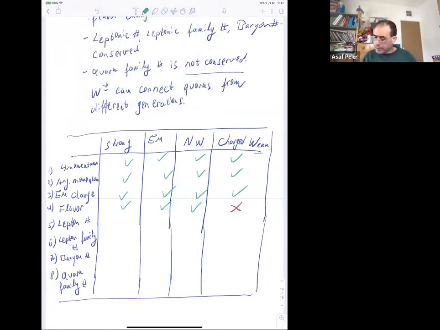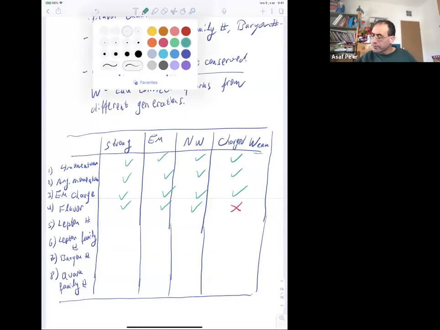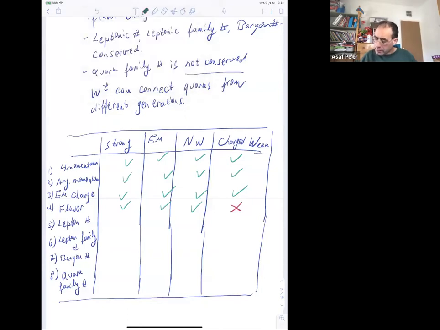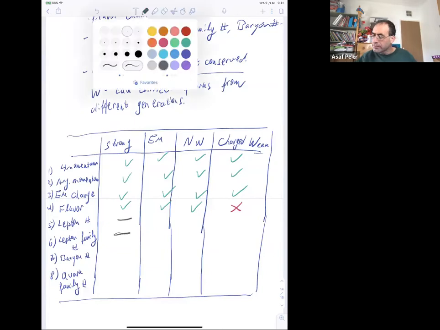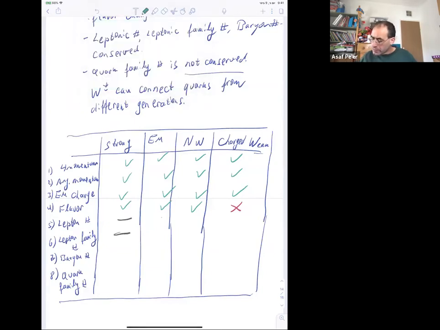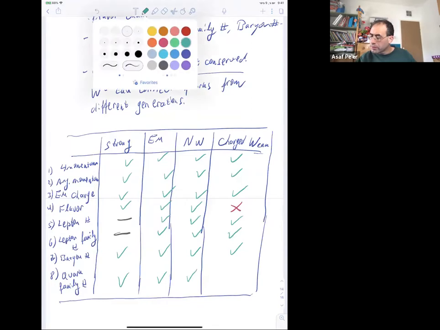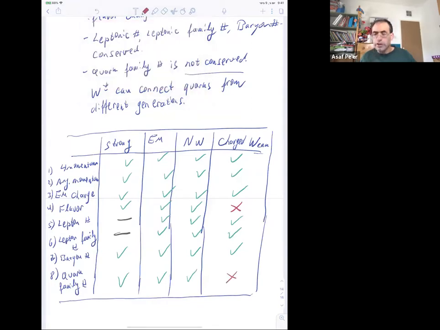The lepton number is, for the strong, irrelevant, but is conserved by the other three. The lepton family number is also conserved by the other three. The baryonic number is conserved by all of those. And the quark family number is conserved by the strong, electromagnetic and neutral weak, but is not conserved by the charged weak.